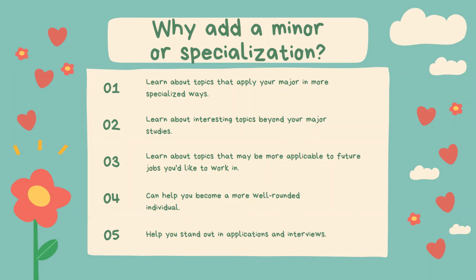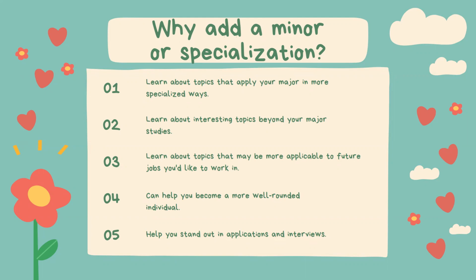So one, to learn about topics that apply your major in more specialized ways. Obviously with your specialization, you have this broad idea of your major and its field of study, and you choose a specialization to have a concentration in terms of your courses and your understanding of the field. So for mechanical engineering, you have an option to add a specialization of design of control systems. And that helps narrow the scope of what you will be learning and how you can apply your major.